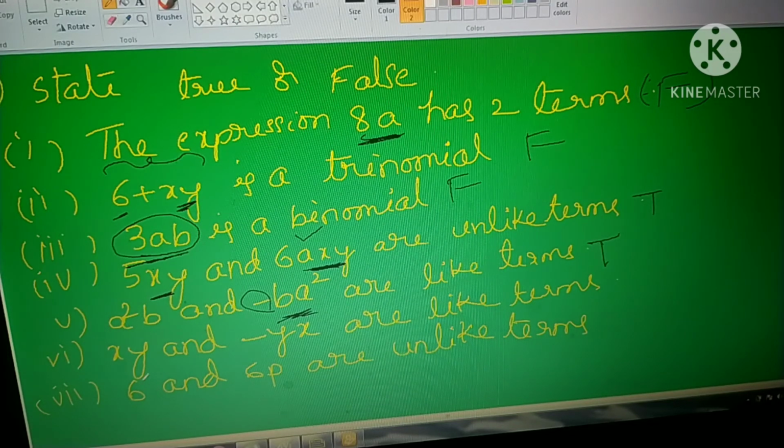Now come to the next one, xy and minus yx are like terms. xy and minus yx. So this is also like terms, so this is also true. Both xy is equal to yx. Next, see this one, 6 and 6p are unlike terms. Here we have 6, here we have 6p. Leave that numerical part. Here we have 1p, and here no p is there. So these two are unlike terms only. Whatever they have given is true.